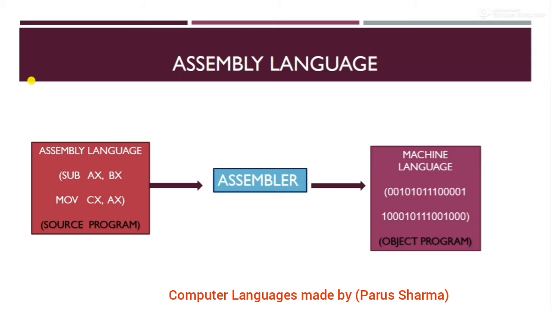In assembly, as shown in the picture, we have used codes like sub, ax, bx, that is a source program. That is a mnemonic code which the assembler converts into machine language, that is an object program in the form of 0 and 1.